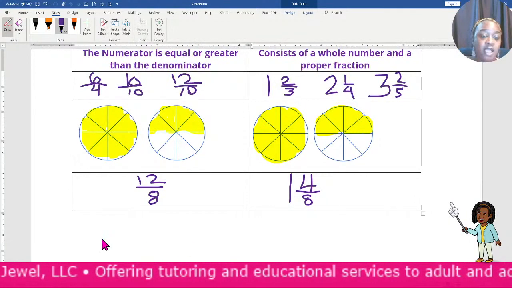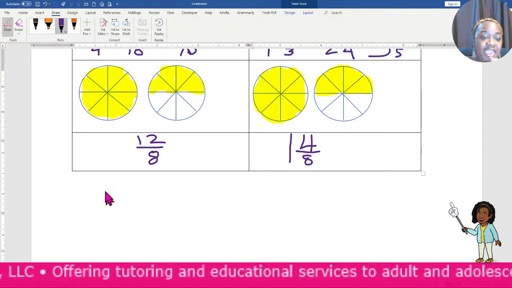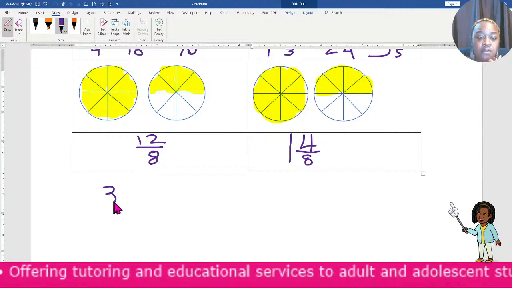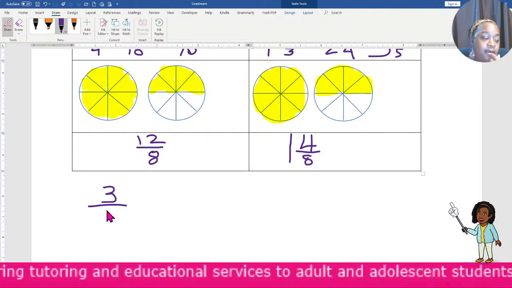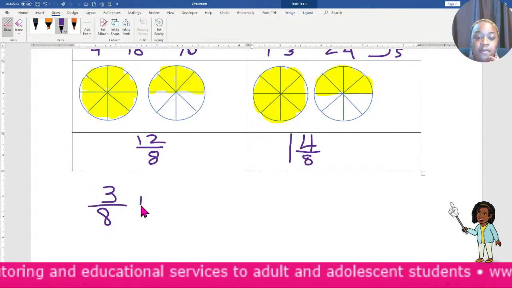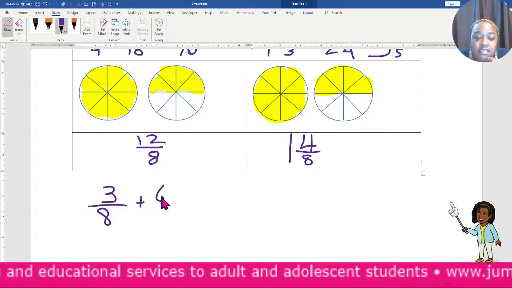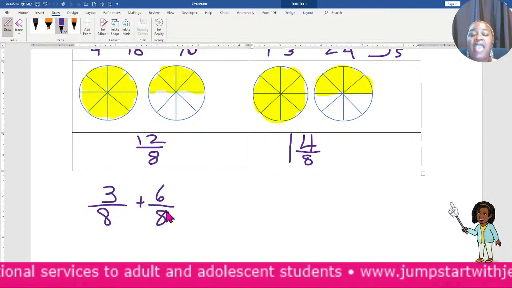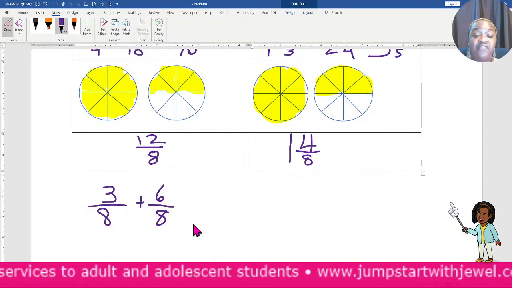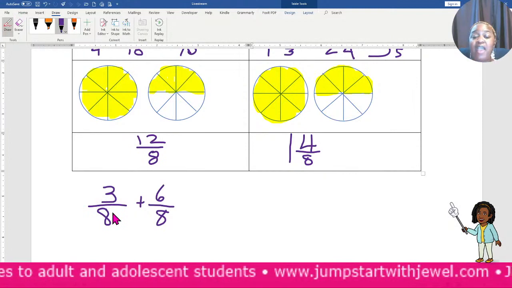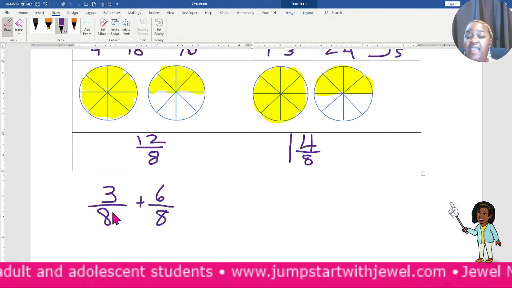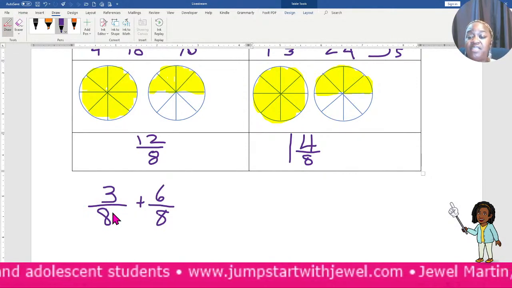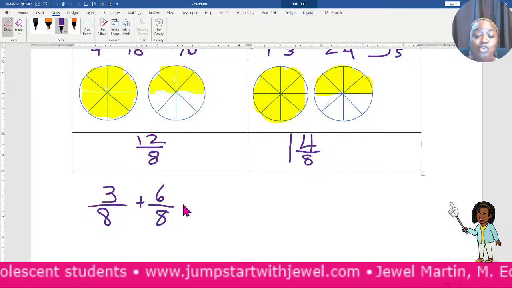So for instance, if I had a fraction, let's say 3/8 plus 6/8. This is quite simple. Adding these fractions together, they have the same denominator, so you don't have to convert. You don't have to find the LCD, the lowest common denominator. You just add the 2 numerators.